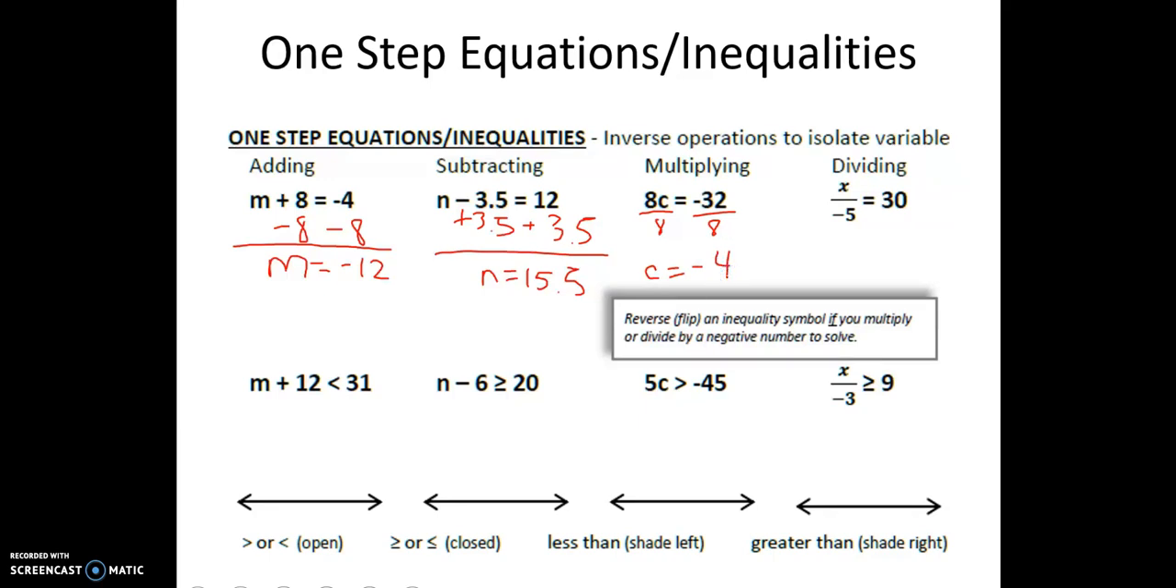And then finally, if I have dividing, the inverse of dividing is multiplying. So I'm going to multiply both sides by a negative 5. Do it to one side, I have to do it to the other side. So my 5s will cancel each other out, leaving me with x is equal to a positive 30 times a negative 5 is a negative 150.